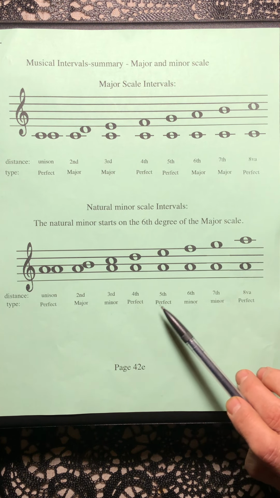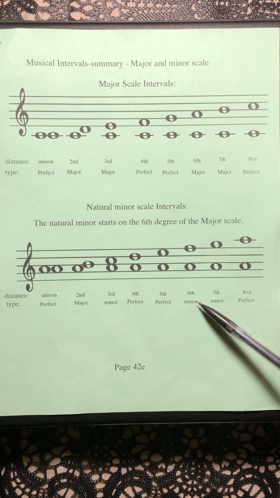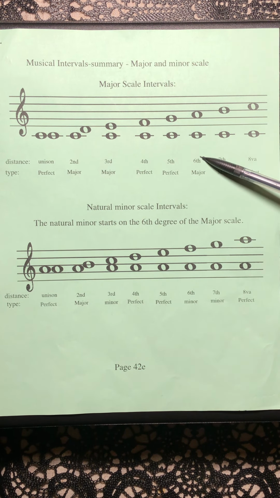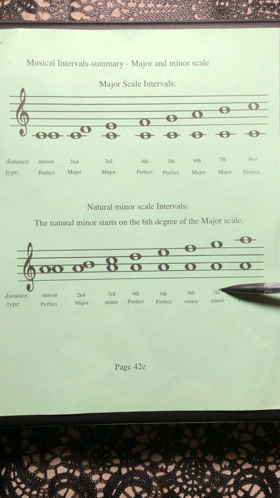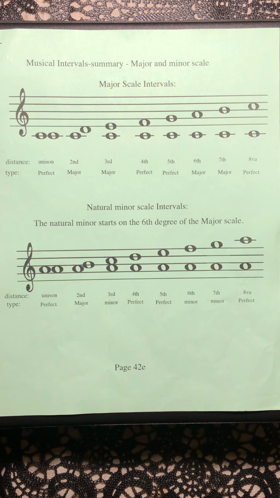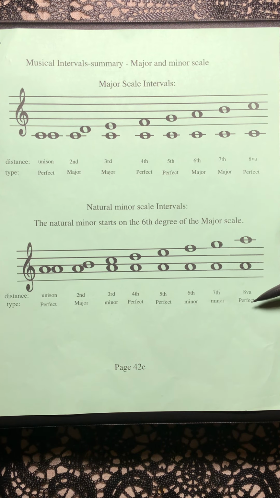Perfect fourth and fifth stay the same. Here's minor sixth in the minor scale, major sixth in the major scale. Minor seventh in the minor scale, major seventh in the major scale, and the octaves, perfect octave, they stay the same.